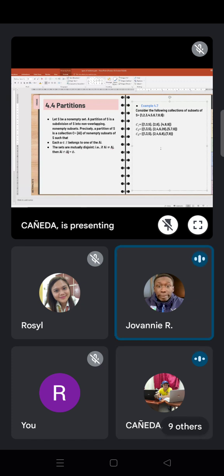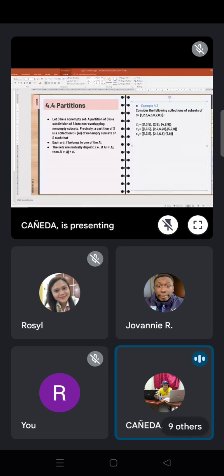Meaning A1 intersection A2 is empty, A2 intersection A3 is empty, and A1 intersection A3 is empty. However, the union of A1, A2, and A3 is not A, because 7 is missing. That's why it does not define a partition. Okay. Continue.